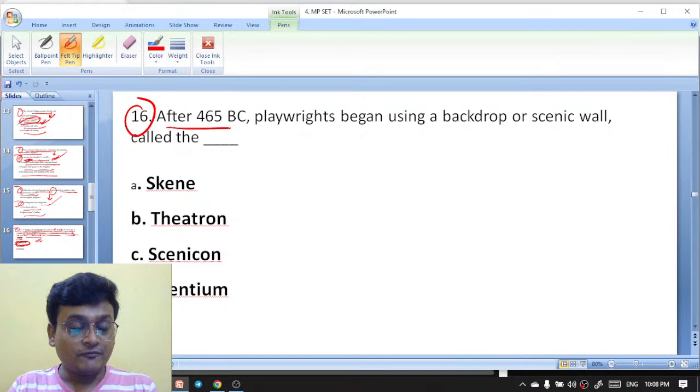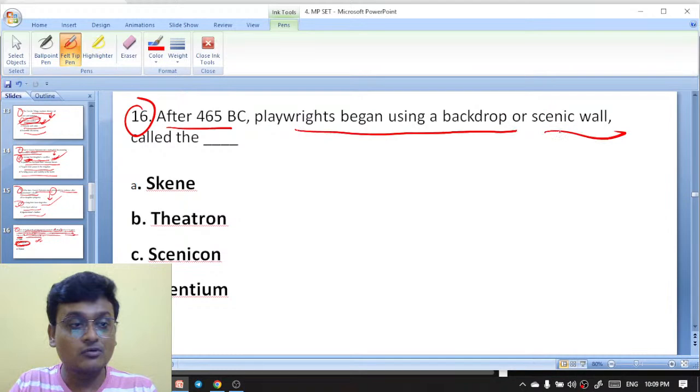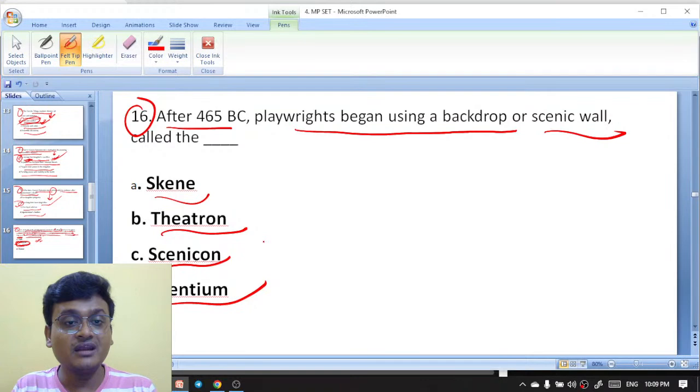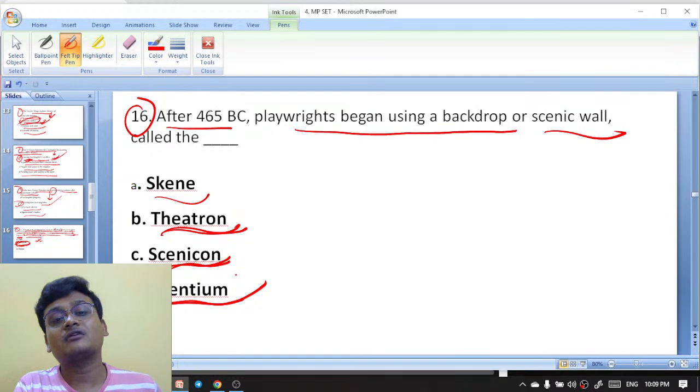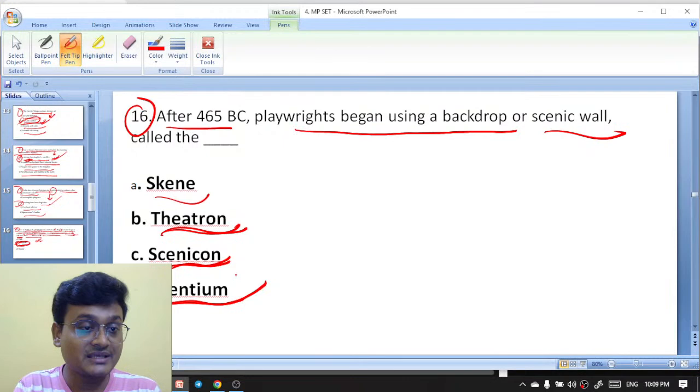After 465 BC, playwrights began using a backdrop or scenic wall. What was its name? Is it the skene, theatron, synecion, or synecium? Here it is the skene, so A is the right option. It is known as the skene, and here is the explanation.